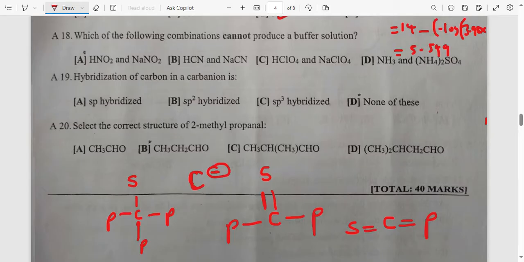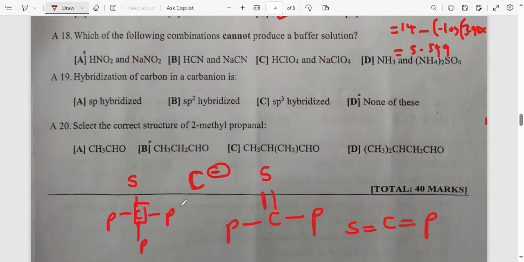sp what? Why have you chosen sp3? Because it's going to be bonded to four different things, isn't it?